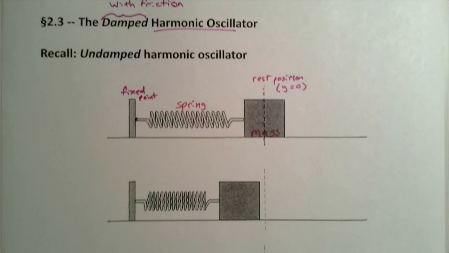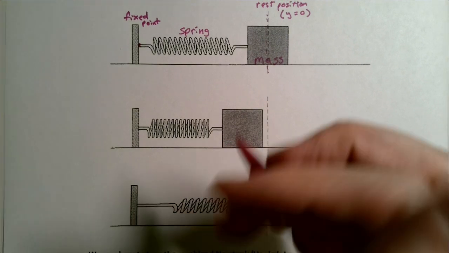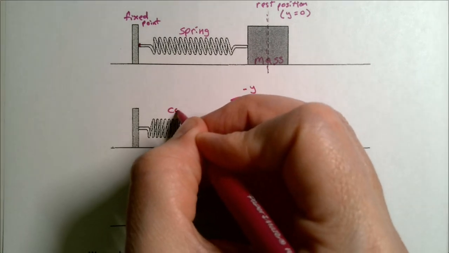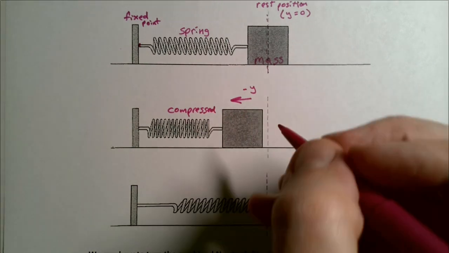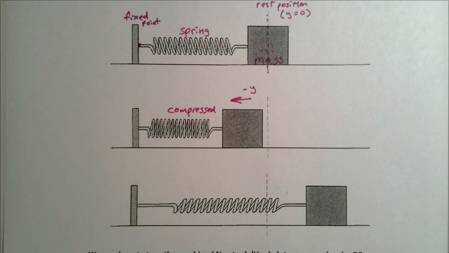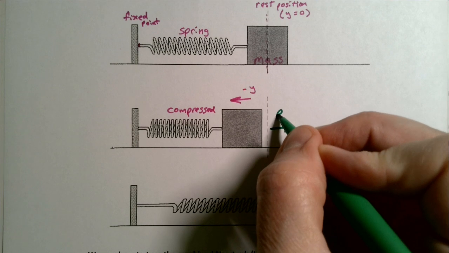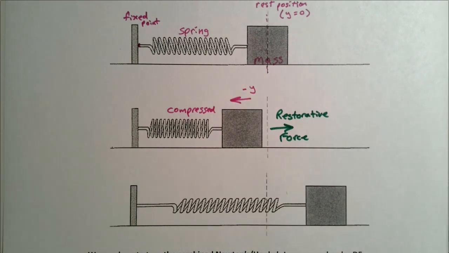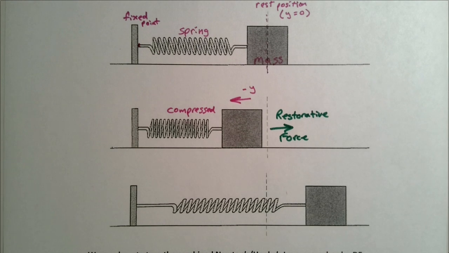By sliding the mass towards the fixed point like this, moving it along the table towards the fixed point, we are moving it in the negative y direction. And this is what we would call a compressed spring. The force applied by the spring, because it's compressed, is going to try to push in the opposite direction. So the restorative force is going to push in that direction. If we let go at that point and there's no friction, that would be the only force acting on the mass, that restorative force of the spring.